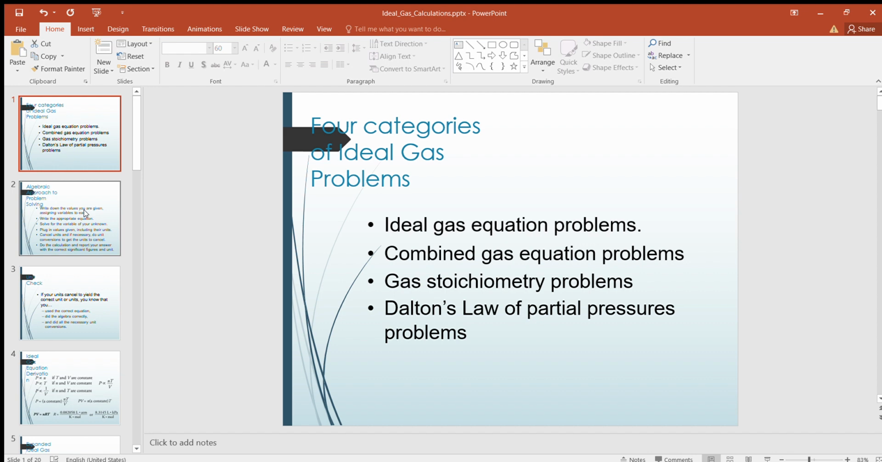Now let us come to the major categories. Ideal gas problems are categorized into four. The first one is the ideal gas equation problems, then we have the combined gas equation problems, then the gas stoichiometry problems, and then the Dalton's law of partial pressure problems.